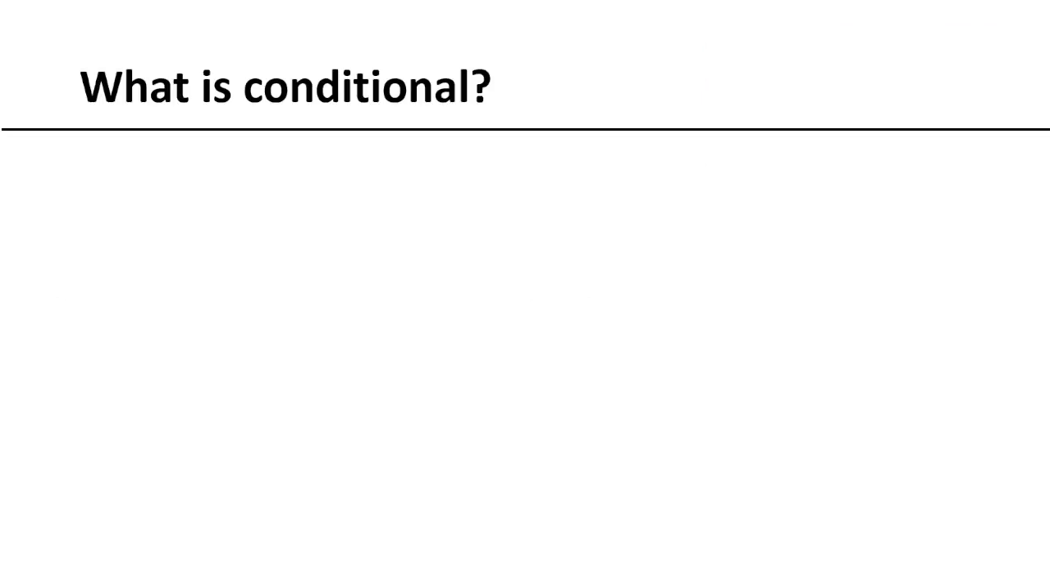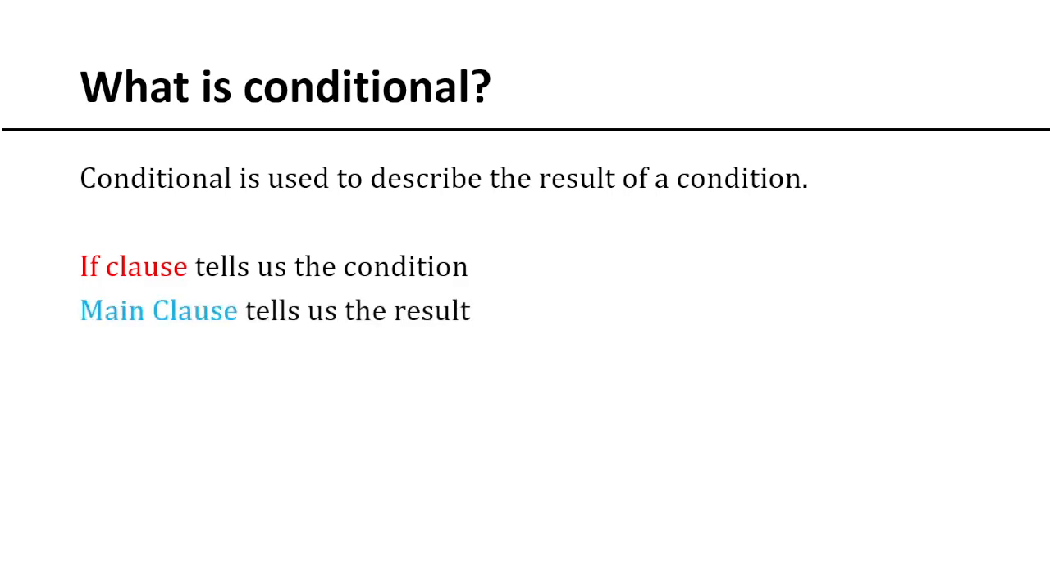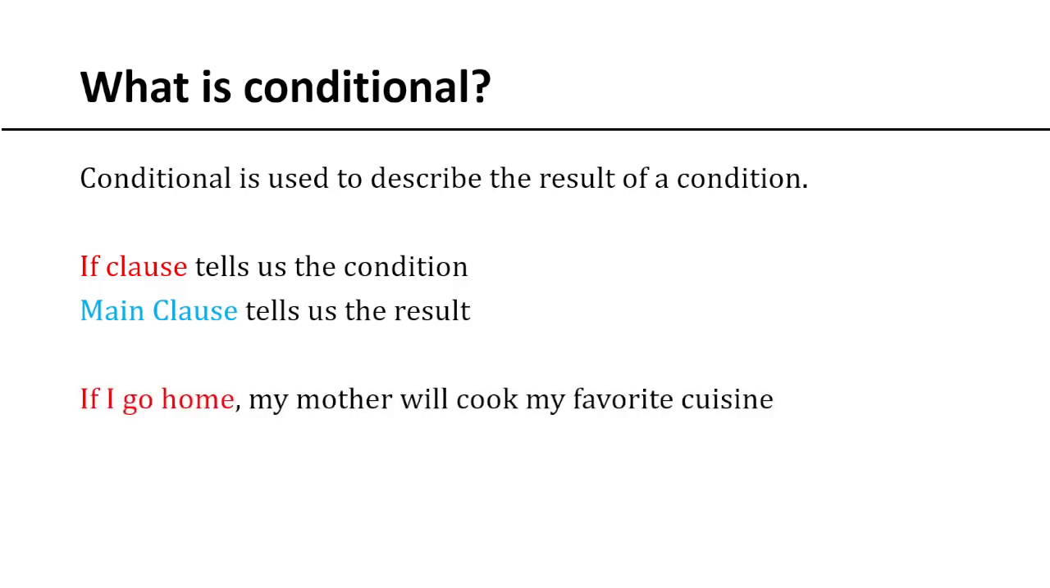Now let's look at what a conditional is. Conditional is used to describe the result of a condition. So we have an if clause. If clause tells us the condition. And we also have a main clause. Main clause tells us the result. Let's look at the example. If I go home, my mother will cook my favorite cuisine. If I go home is the if clause, and it tells us the condition. And then the main clause, my mother will cook my favorite cuisine, is the result.